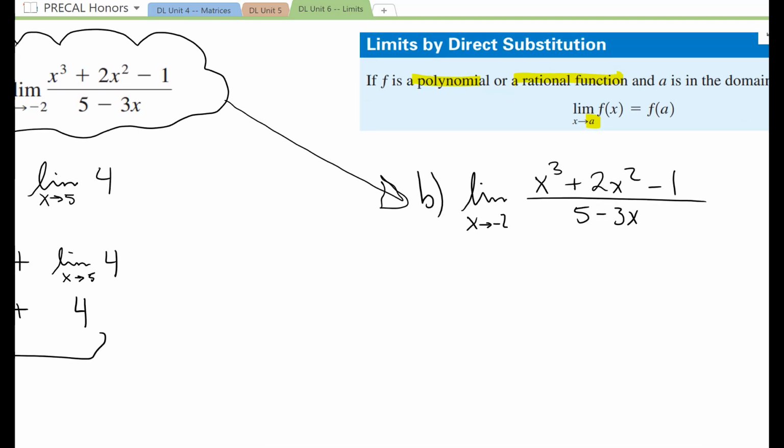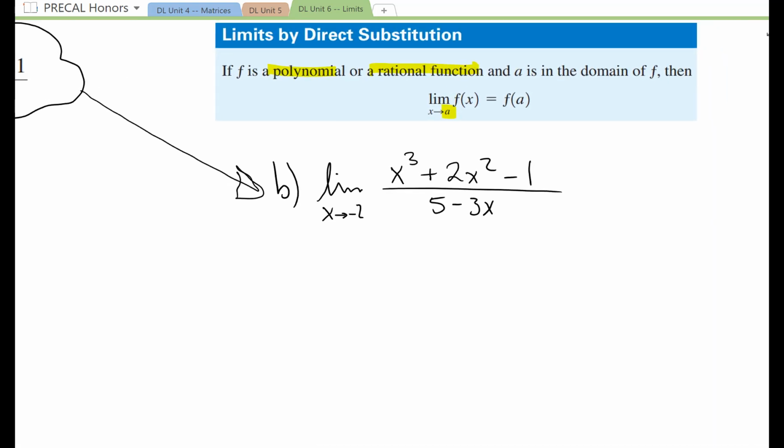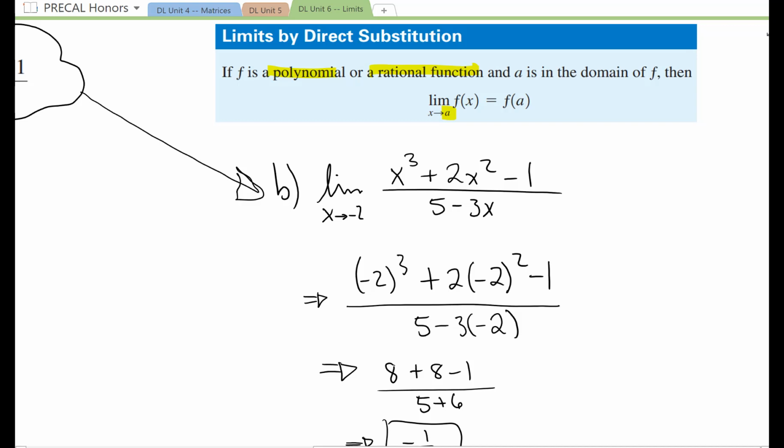Is this a rational function? Yes, it is. Is -2 in the domain of this function? If you plug it in, you don't get undefined, so it is in the domain. All right, we can use direct substitution to find this limit. Again, it's the same as using the limit laws. I'm just expediting the process. -1/11. So direct substitution is a real lovely tool for us.